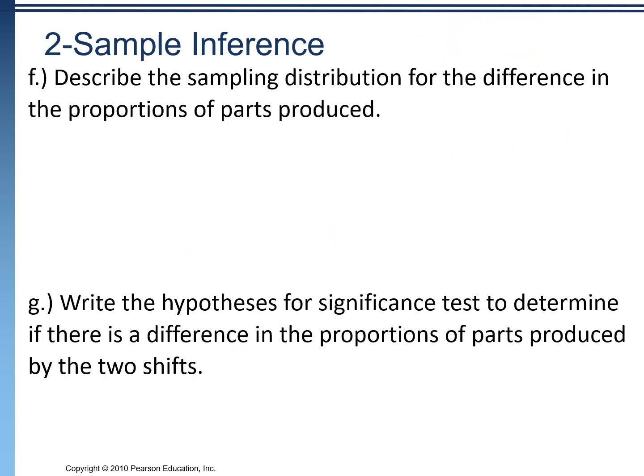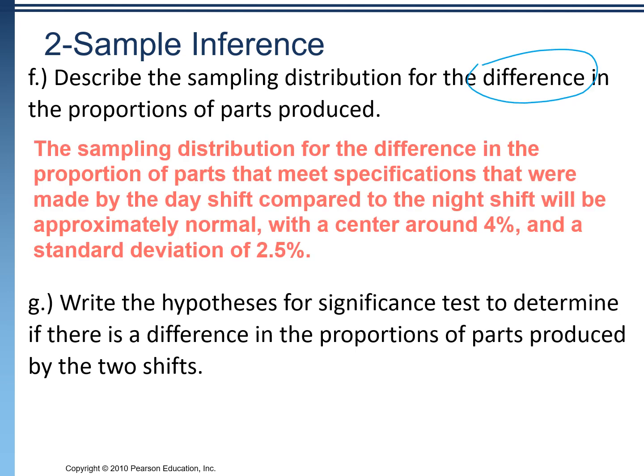Describe the sampling distribution. Again, this is about the difference in those parameters. The sampling distribution for the difference in the proportion of parts made by the day shift compared to the night shift will be approximately normal with a center around 4% and a standard deviation of 2.5%. This is that standard error that we had gotten before.